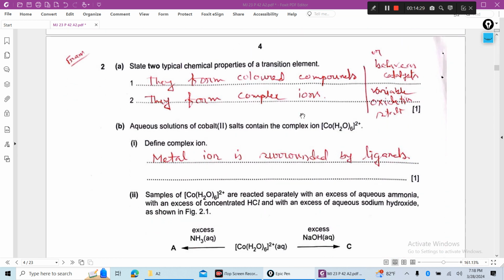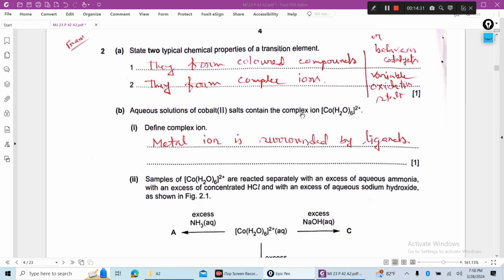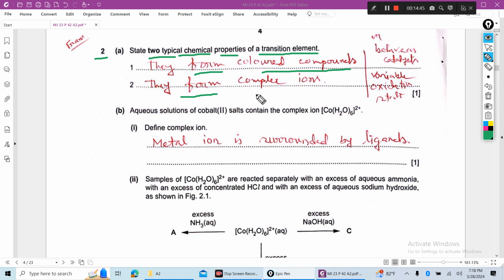Next, number 2. State 2 typical chemical properties of transition elements. You know, they form colored compounds, they form complex ions, or you can write they behave as catalysts, they show variable oxidation states.